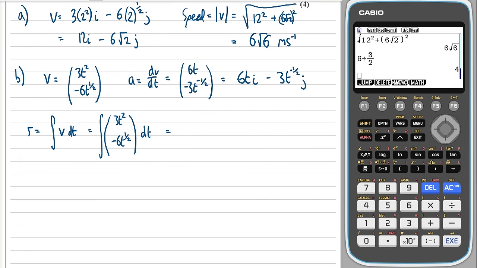Okay, so let's do the top one. Up the power to 3, divide by the new power, is going to give me t cubed. But as always, we need to add on a constant, and I'm going to call that constant c. And here we're going to up the power to 1, so 3 over 2, and 6 divided by 3 over 2 is 4, so we're going to get minus 4t to the 3 over 2, and again plus a constant.